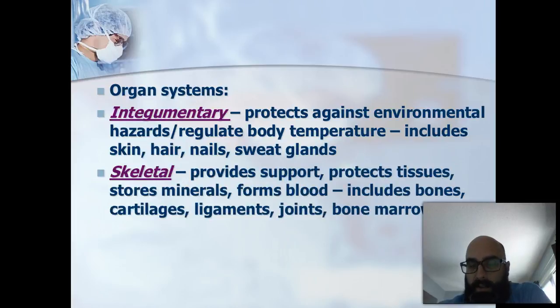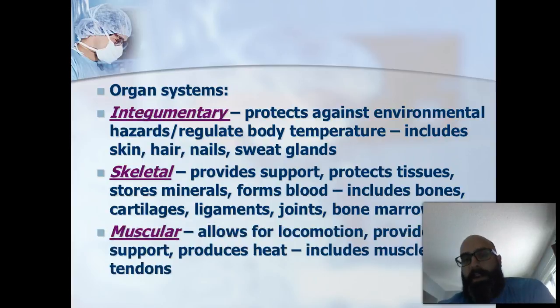You have the skeletal system. Most people are familiar with that in terms of bones, but it also includes cartilage, ligaments, joints, bone marrow, provides protections for soft tissue, stores minerals, and forms blood. Muscular, provides locomotion. Locomotion is just a fancy word for movement. It provides support. It's what keeps your body upright in collaboration with the skeletal system, and it includes muscles and tendons. Tendons are extensions of muscle that in turn attach them to bones.